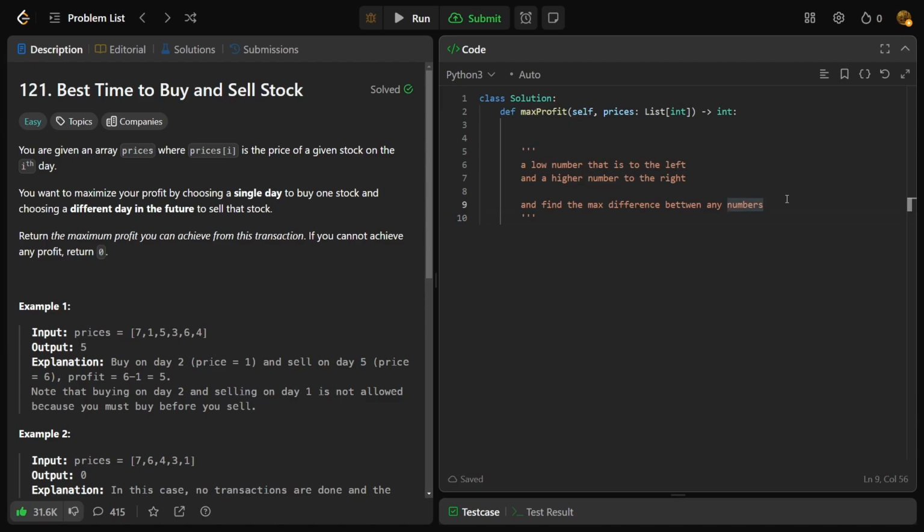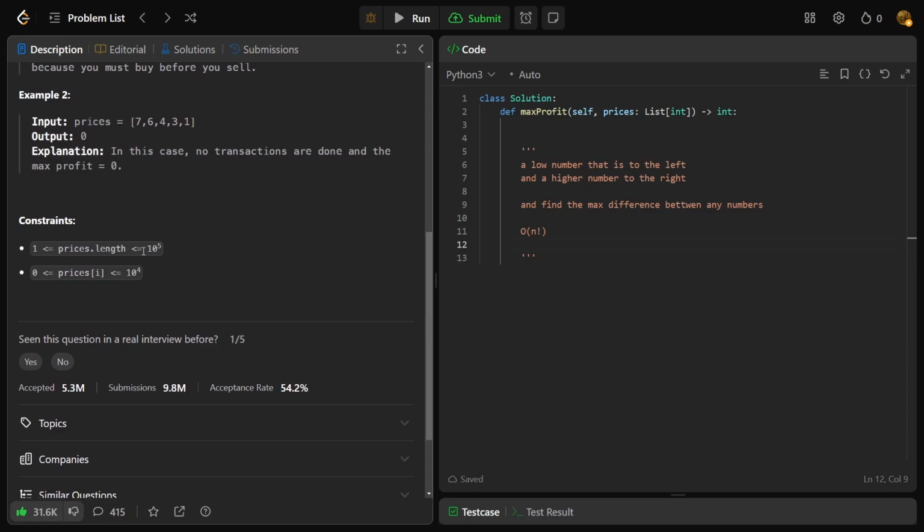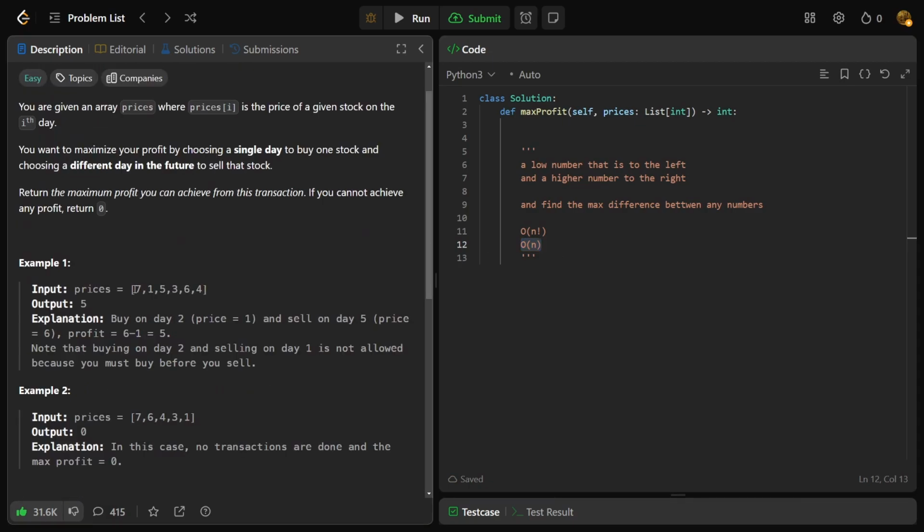So again, the approach that we just mentioned was an O of n factorial. And now we need to think of some approach that will be a better runtime. And looking at our constraints, we'll probably need a linear time. So we need an O of n solution, which just means, can we look through this array once and get our answer? So let's think of a couple more examples, and maybe the answer will jump out at us.